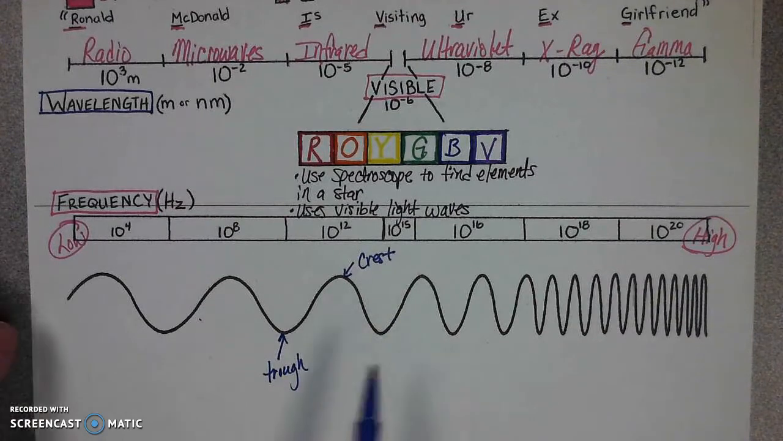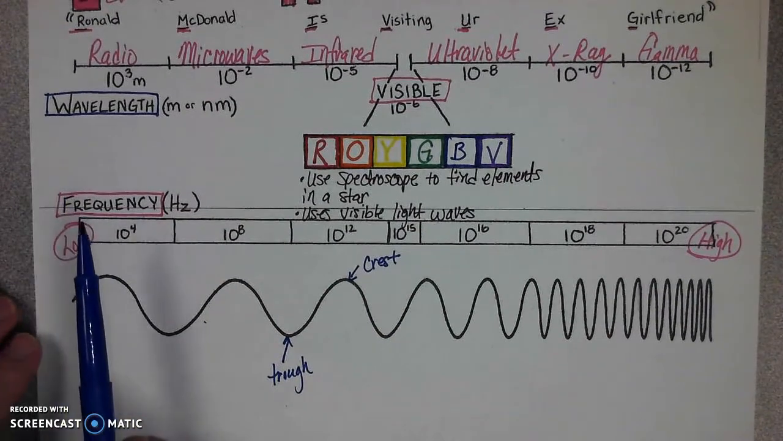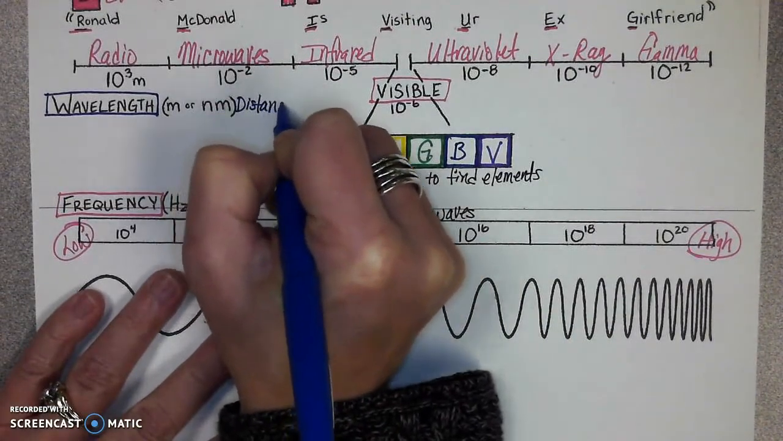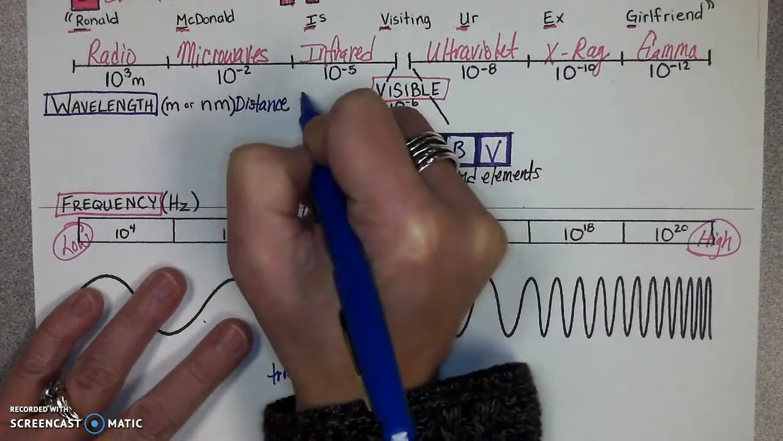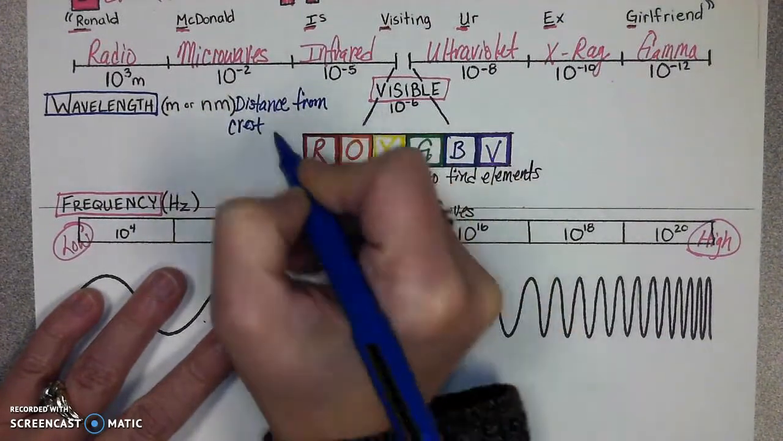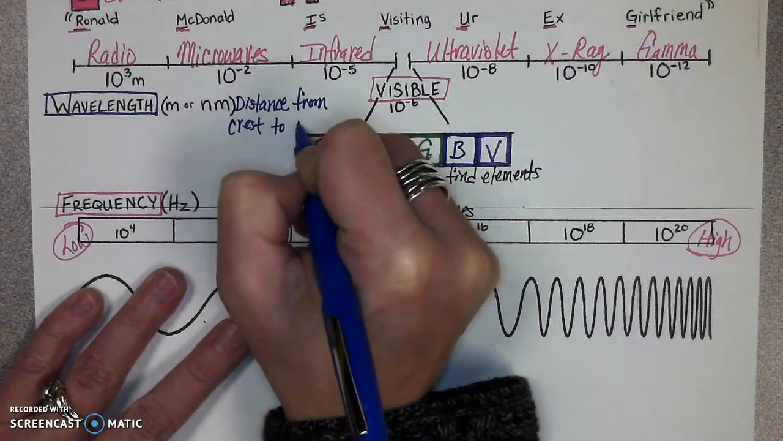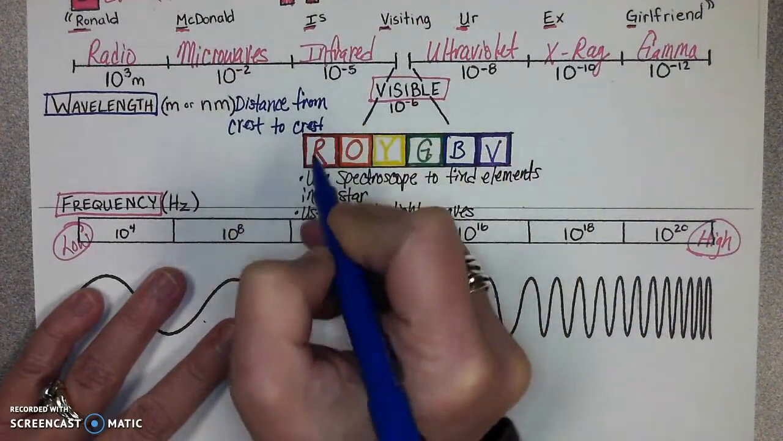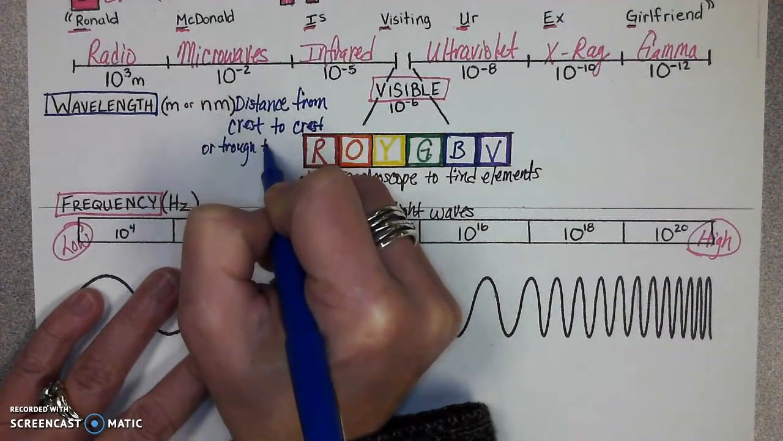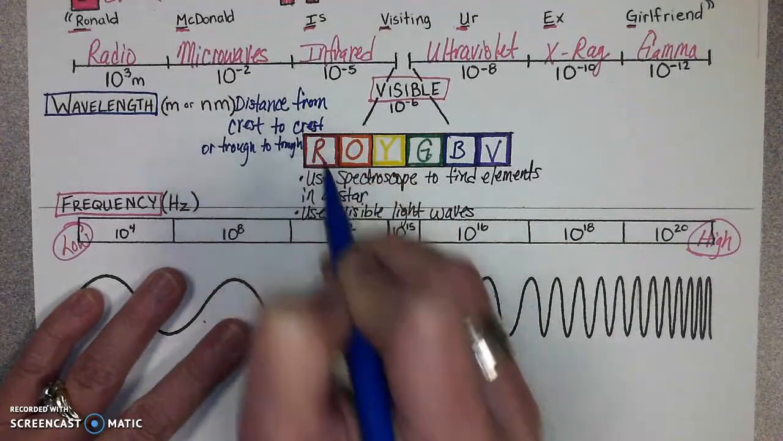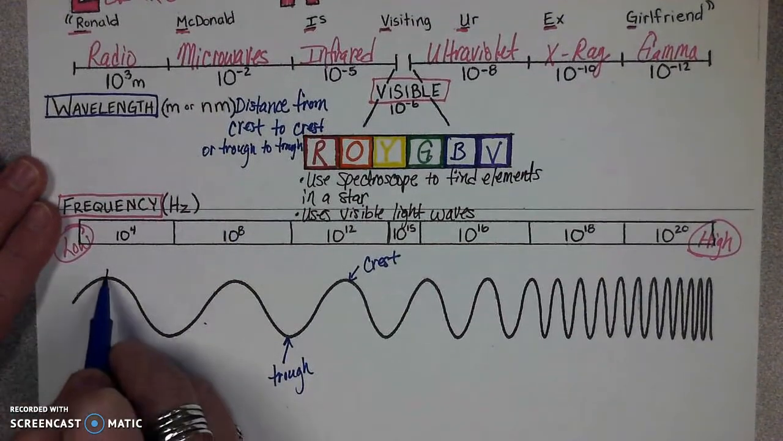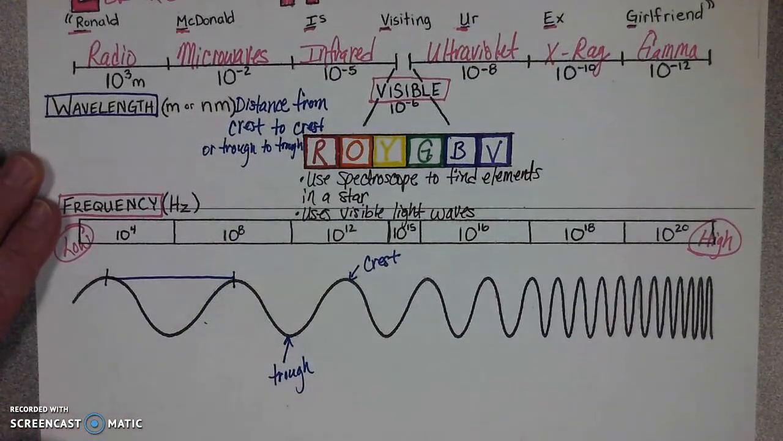Okay? So when we're talking about wavelengths, it's important because we need to know that the distance from crest to crest or trough to trough. Sorry, I had to write that really tiny. Okay? So that's what a wavelength is. So if I draw one from here to here, this is one wavelength.